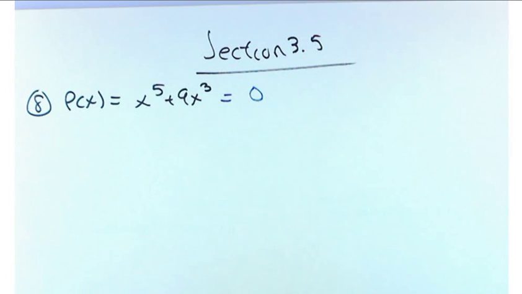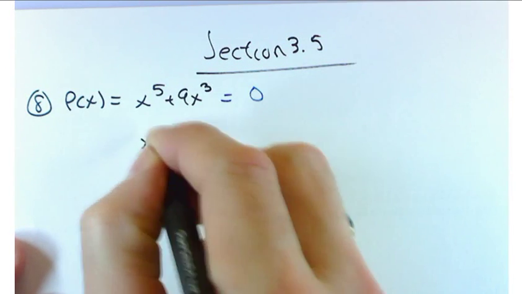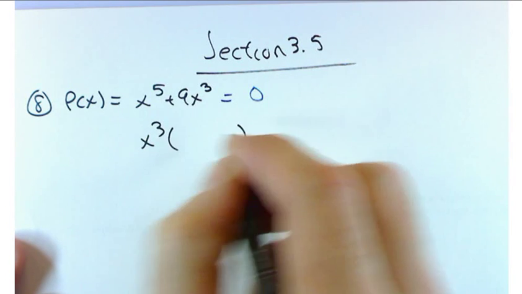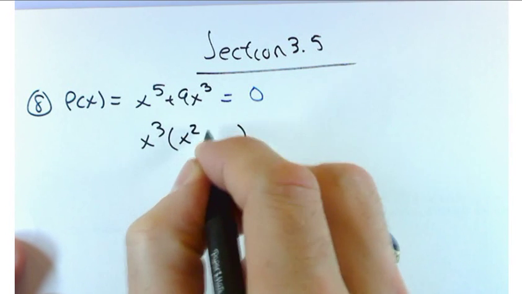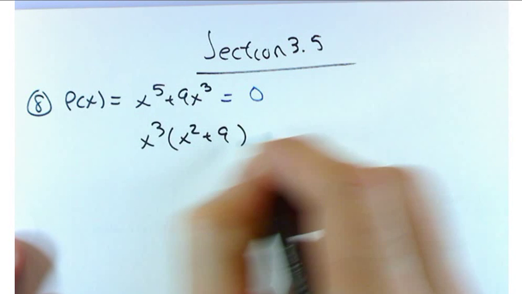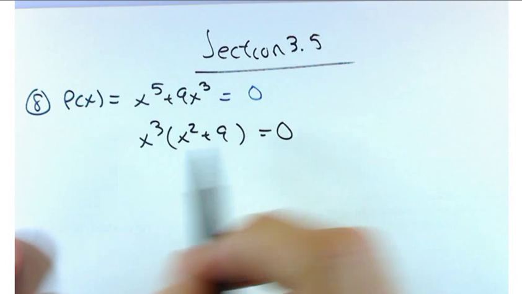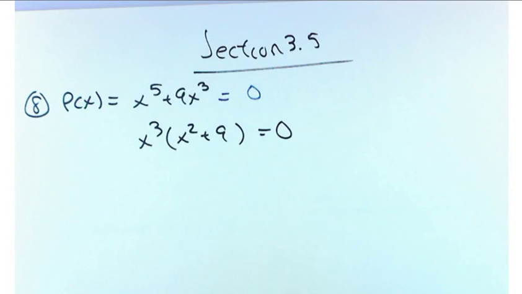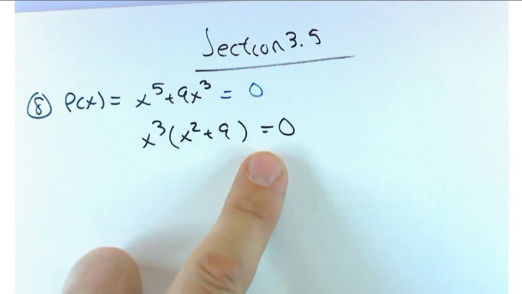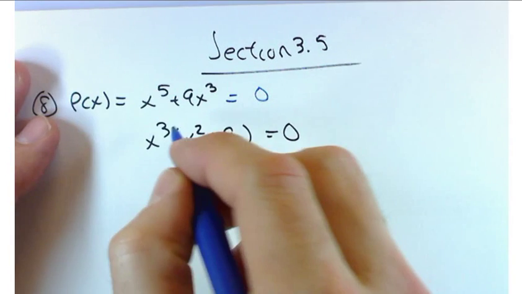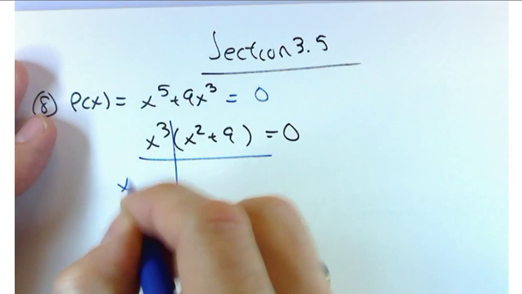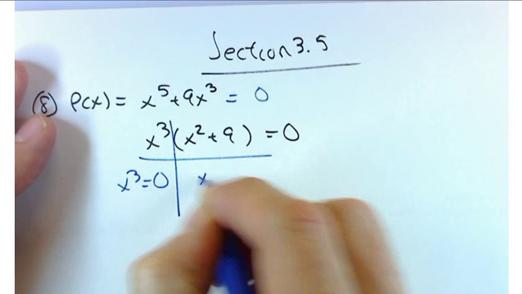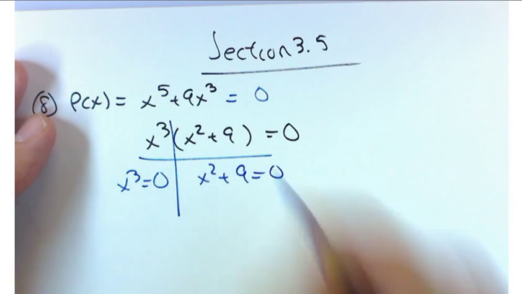Now in a case like this, what you should do would be factor out the GCF, which is an x cubed. That's going to be times x squared plus 9. So I have this times this equals 0. Okay, not so bad. Now when I multiply this times this and get 0, there's two possibilities. Either x cubed equals 0 or x squared plus 9 equals 0.